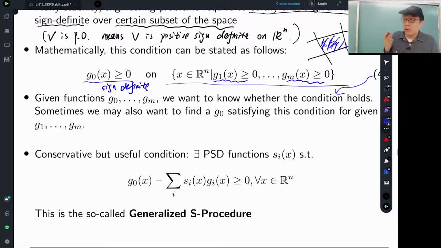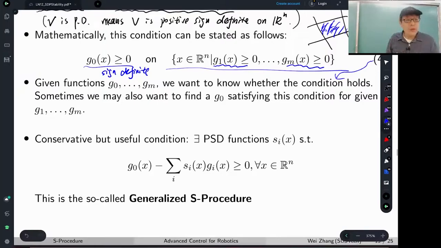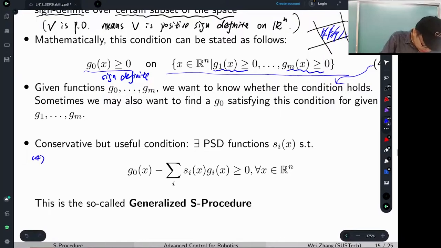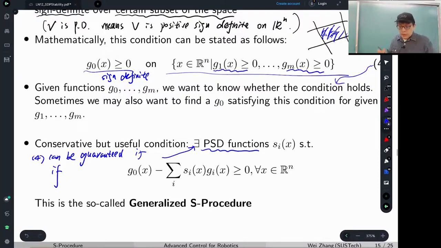A sufficient but conservative, yet very useful condition is called the generalized S-procedure. It is the following. Condition 4 can be guaranteed if there exist positive semi-definite functions, called multiplier functions. They could be constants, could also be state dependent, doesn't matter. If you can find Si that are positive semi-definite, that is PSD on R^n, non-negative.